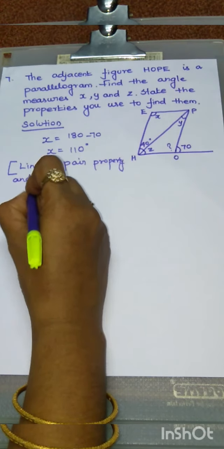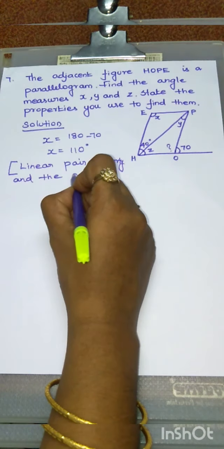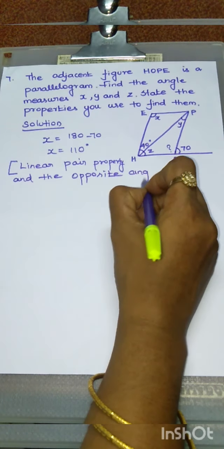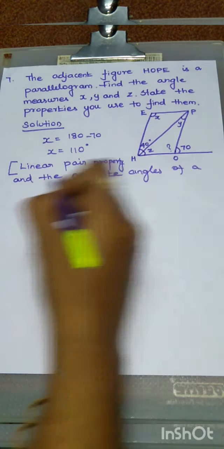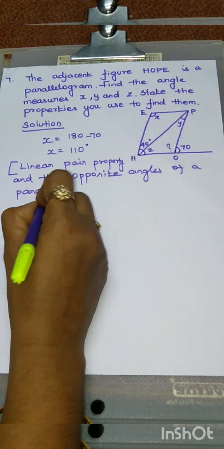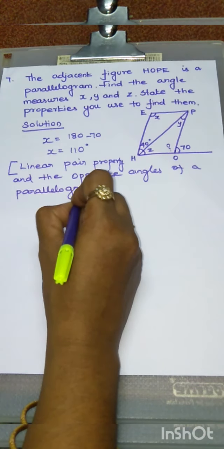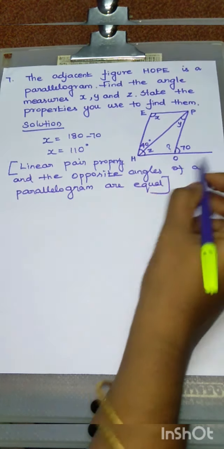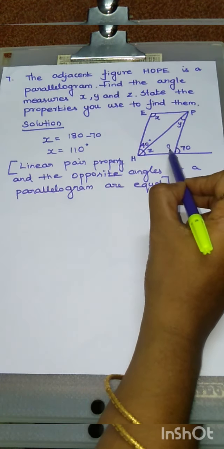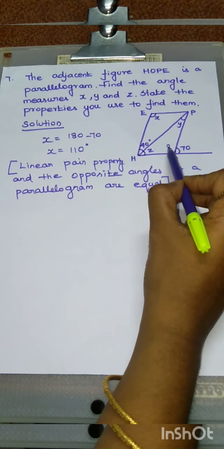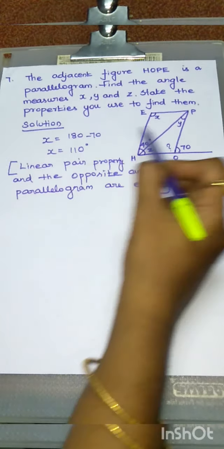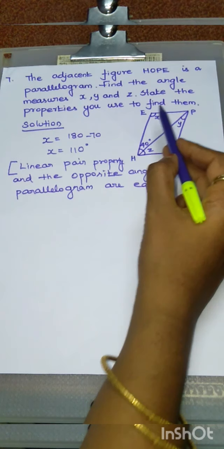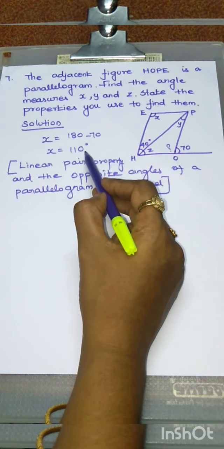And the opposite angles of a parallelogram are equal. Okay, so we take this value as 70. What about this value? 180 minus 70, that is 110. This angle is 110, so directly the opposite angle is also 110. So X is equal to 110.